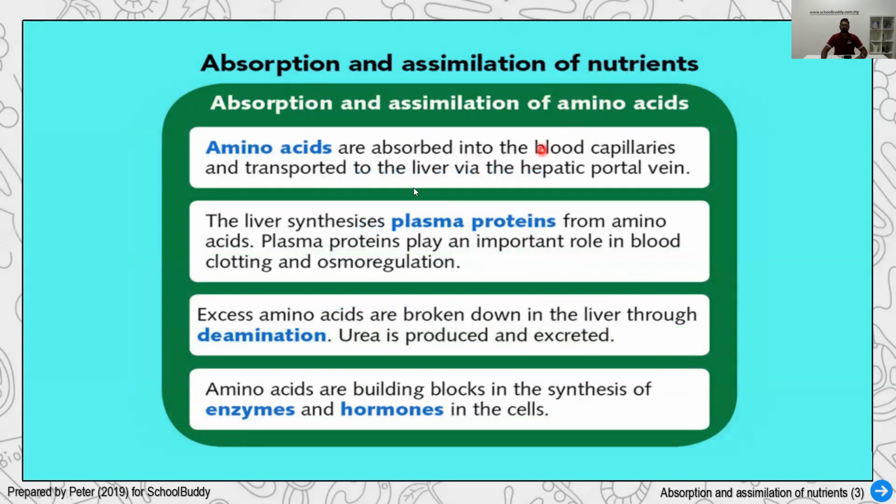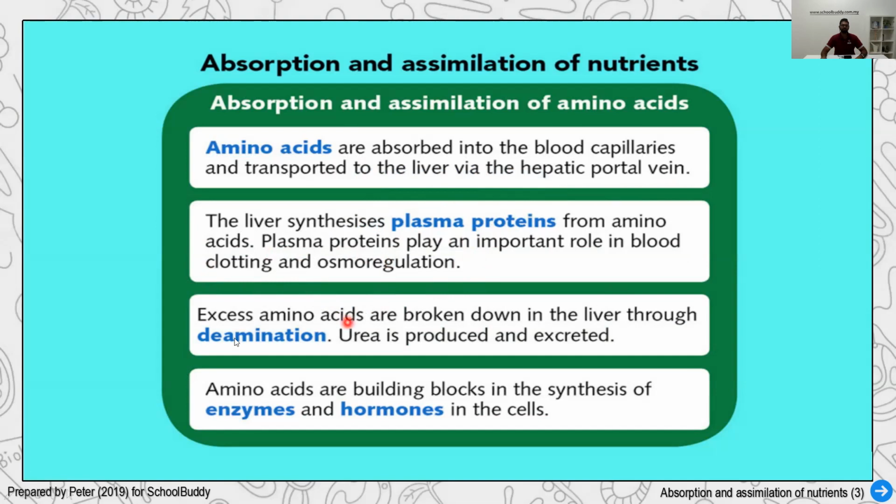In this case, this is on the protein, which is the amino acid, the simple molecule of the protein. Again, similar to glucose, it will be absorbed first into the blood capillaries, followed by transport into the liver by a small shortcut called the hepatic portal vein. In this sense, the liver will synthesize some of the plasma proteins. For example, we have the globulins, like immunoglobulin, which are important antibodies for the defense mechanism. We also have albumin, important for osmoregulation.